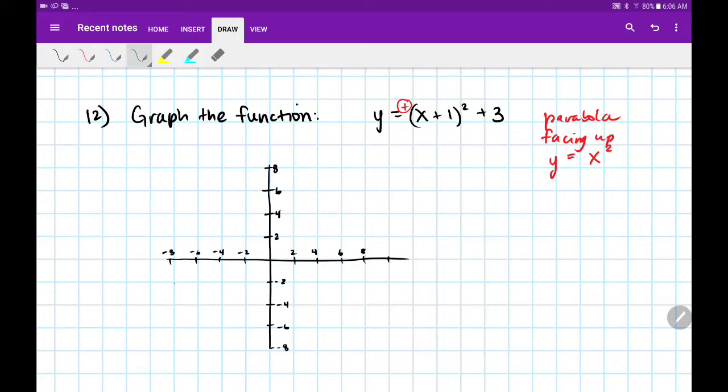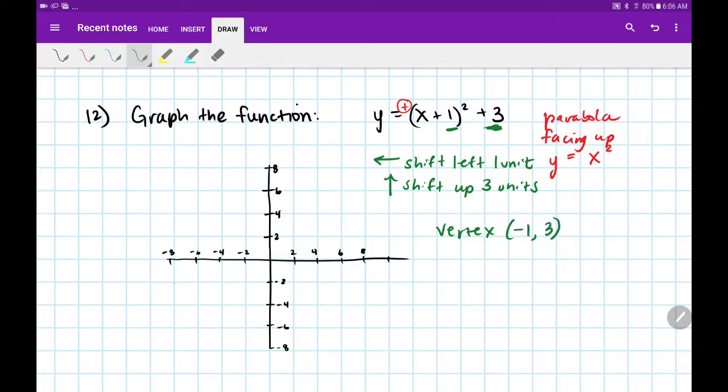I have to ask myself, okay, what are these numbers doing to my graph? Well, this +1 inside is shifting us to the left 1 unit. And then this +3 on the outside is shifting us up 3 units. So we've got our basic parabola, but it's being shifted to the left and being shifted up. That means that the vertex is really -1, 3.